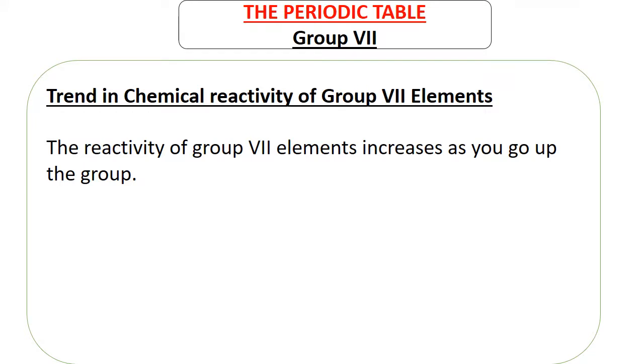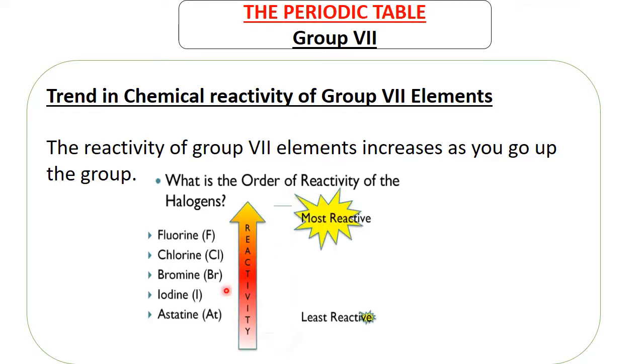So here is a chemical trend in the reactivity of group 7 elements. Unlike group 1 and group 2, the reactivity of group 7 elements increases as you go up the group. This is opposite. As you go up the group, they become more reactive, meaning that the most reactive is fluorine and the least reactive is astatine. So that's the trend in the reactivity series of group 7 elements.